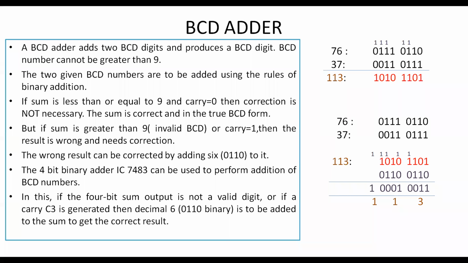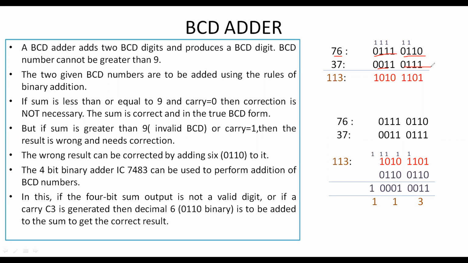Now we have to perform the BCD addition. When performing BCD addition, the two given numbers must be in BCD. Consider the example here. The 76 is added with 37. I am writing the 76 in BCD: the 7 is 7 and this is 6. We are writing each individual digit in BCD format. Similarly, 37, 3 and 7. These two numbers are added.